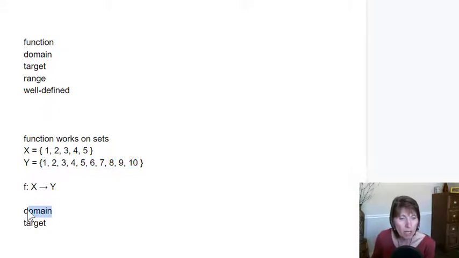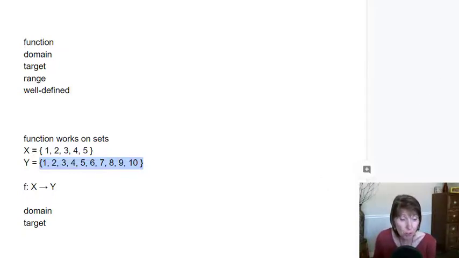The domain is the set that the function uses as input. So this is the first set. In this case, x is the domain, right? And then the target is the set that it maps to. And so in this case, the target is y. So we see there's a function that maps x to y. X is the domain and y is the target.